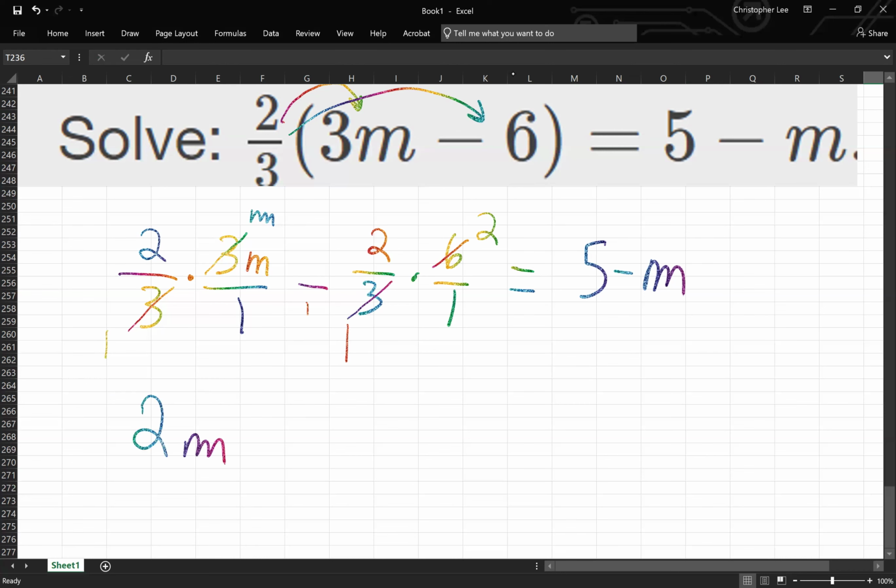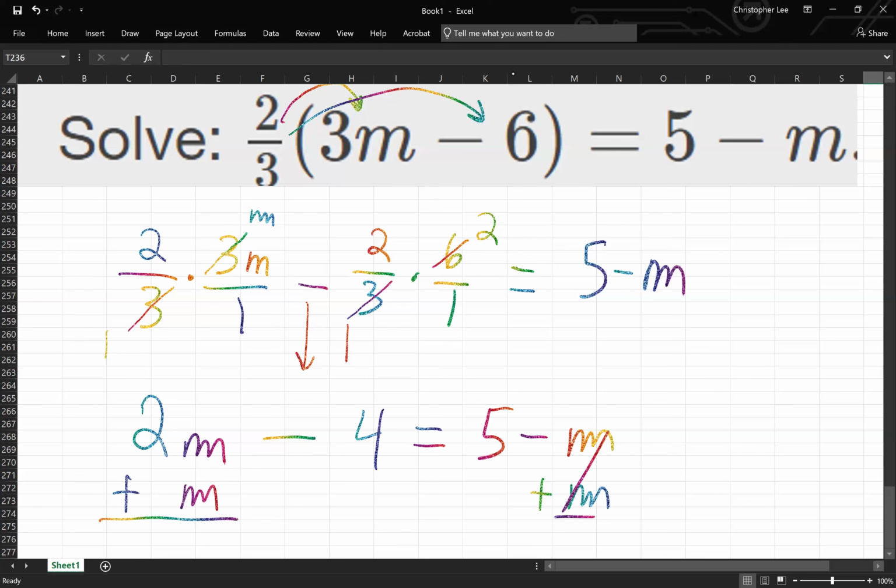Bring down your minus sign and then go straight across. 2 times 2 is 4, and that is equal to 5 minus m. What should I do now? What do we think? Good, good. Help me do that. Tell me what to do. Very good.